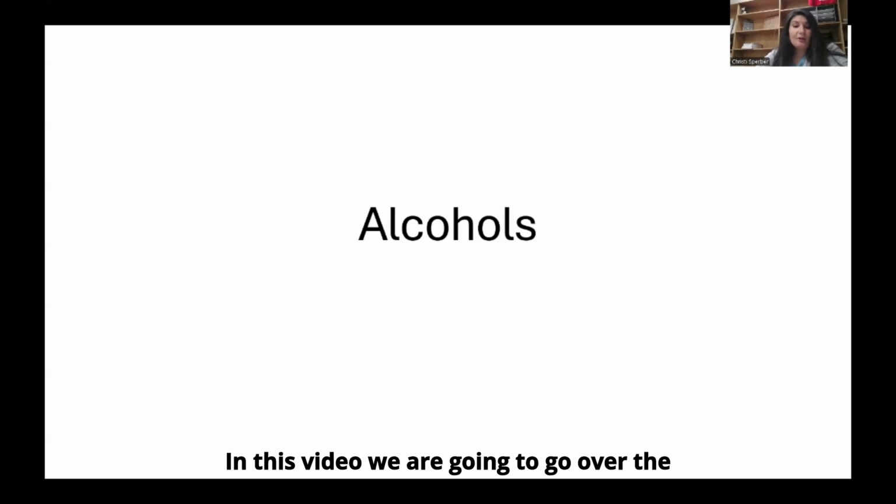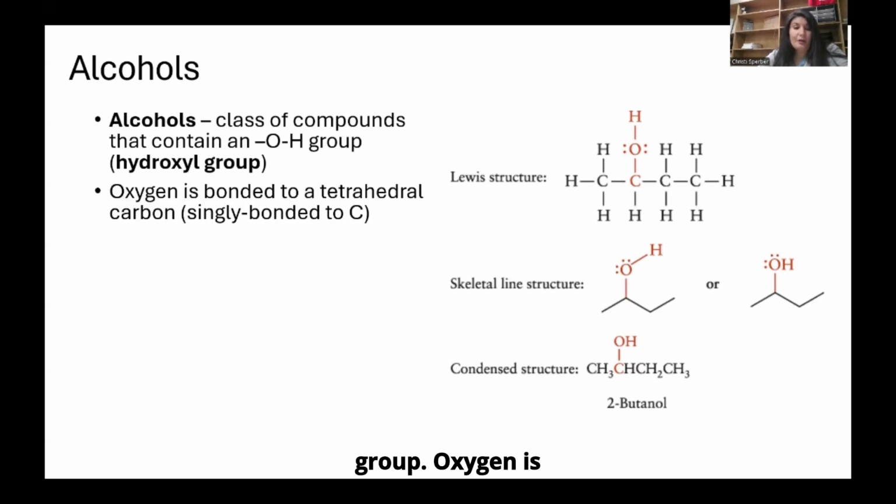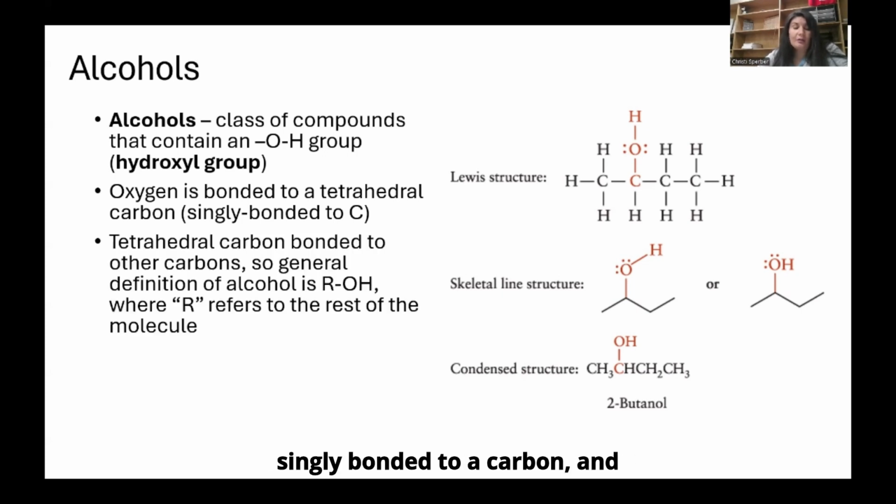In this video, we are going to go over the functional group of alcohols. So alcohols are a class of compounds that contain a hydroxyl group, or an OH group. Oxygen is singly bonded to a tetrahedral carbon, and the tetrahedral carbon is bonded to other carbons. So the general definition of an alcohol is ROH, where R refers to the rest of the molecule.